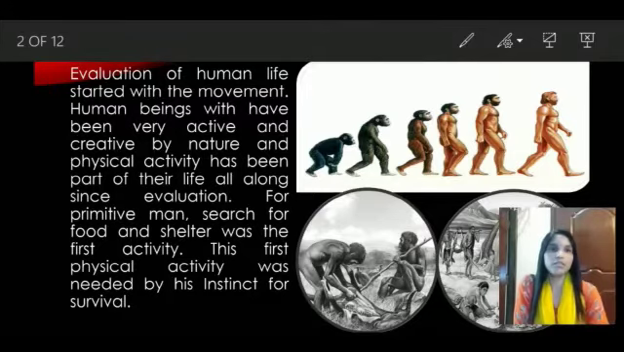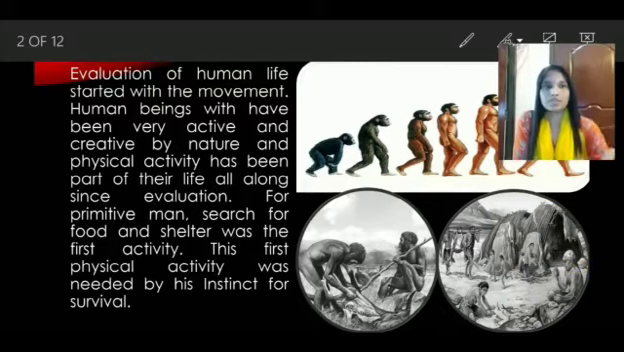As you can see in the pictures, this evolution of human life started with movement. Human beings have been very active and creative by nature, and physical activity has been a part of their life all along since evolution. For primitive man, as you can see in the picture, the search for food and shelter was the first activity. This first physical activity was needed by his instinct for survival.